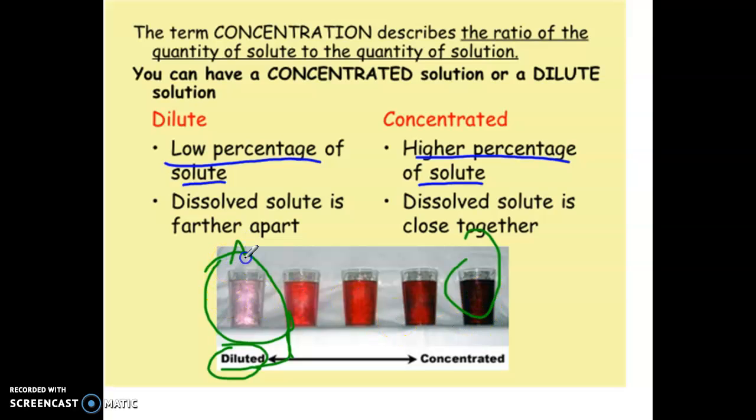So this one here, the light pink one, would be the most dilute or the least concentrated. And as we go to the right, we have the most concentrated. Okay. But it's always in reference. Notice we're always talking about it in terms of the solute. Right? We're talking about how much solute we have.